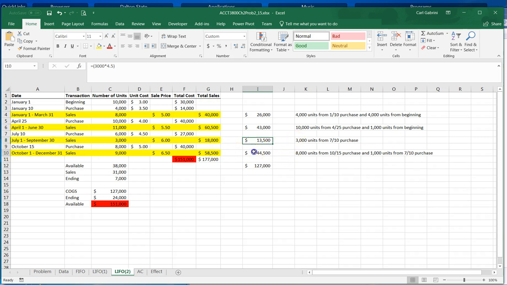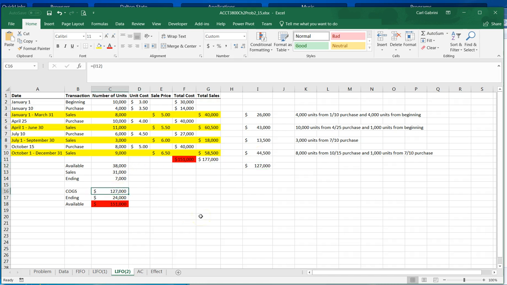Then fourth quarter, we sold 9,000 units. So 8,000 units are going to come from the October 15th purchase, and 1,000 units are going to come from the July 10th purchase. And so we have 8,000 times $5 plus 1,000 times $4.50, which gets us a total cost of goods sold of $44,500 for the fourth quarter. We sum up each of the quarters' cost of goods sold and come up with $127,000. That comes down here.